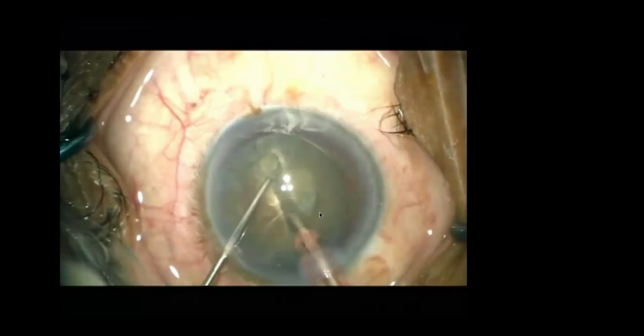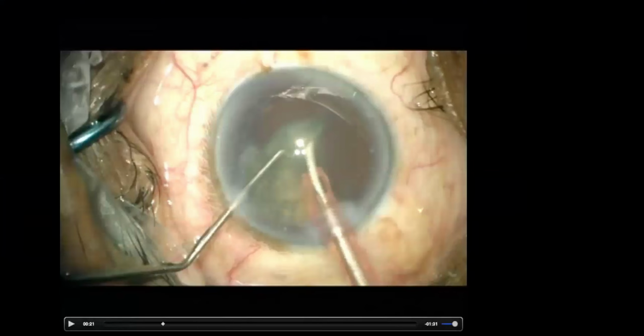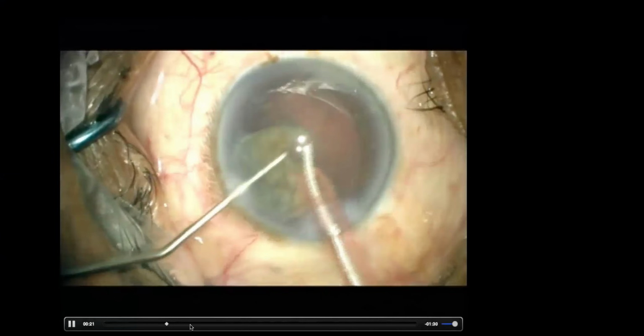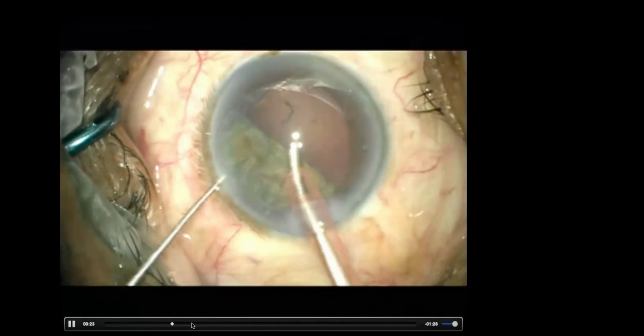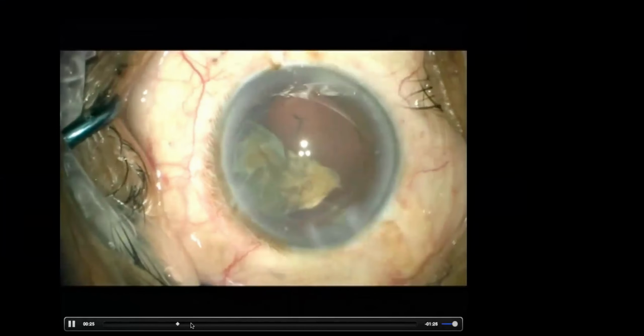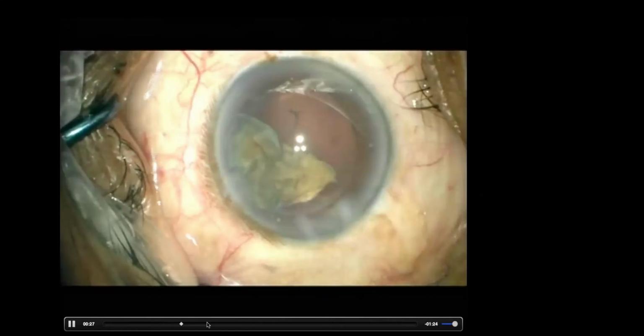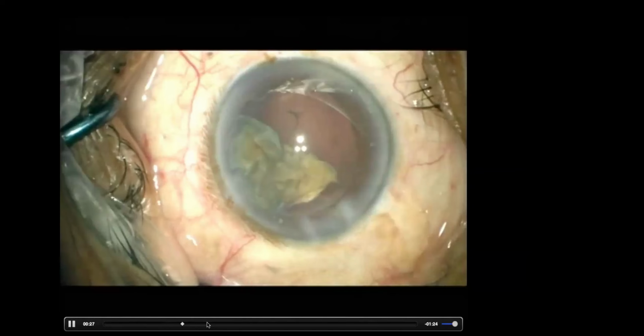I'll fast forward it a bit. Usually what happens is, in a hard nucleus, this last fragment only will cause you problems. Unless you reduce the phaco power and the aspiration, sometimes you can rupture the capsule at this stage. Be very careful at the last fragment. And in this case, suddenly a capsule rupture occurred. It's not really seen, but if you look above the lens fragments, you can see a small capsule rupture.